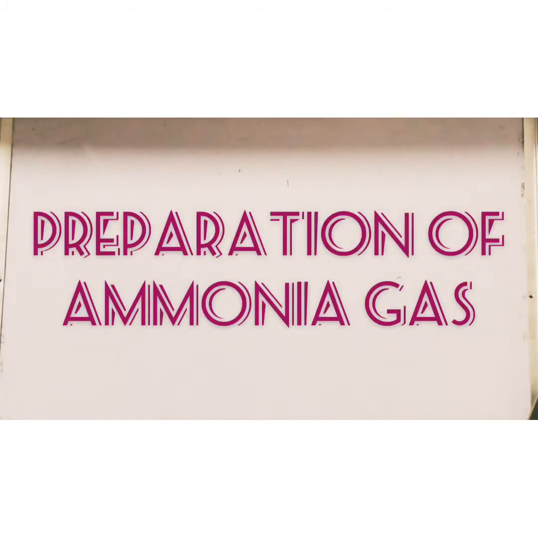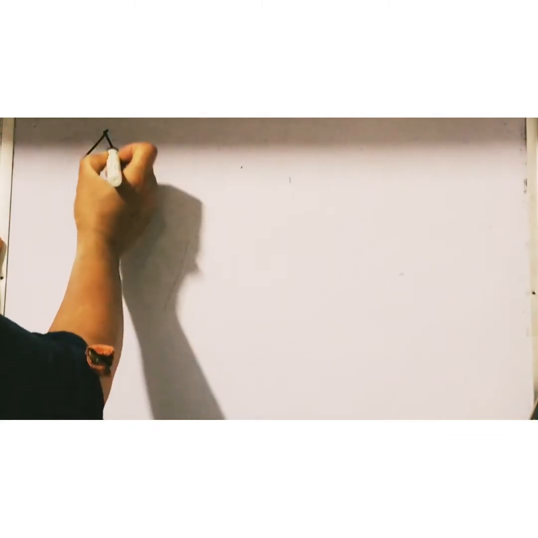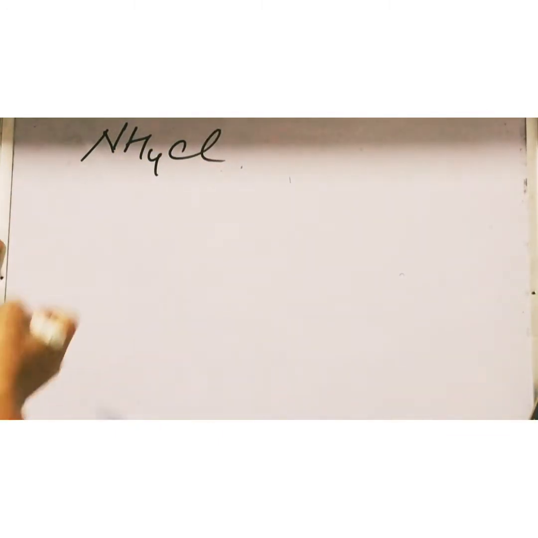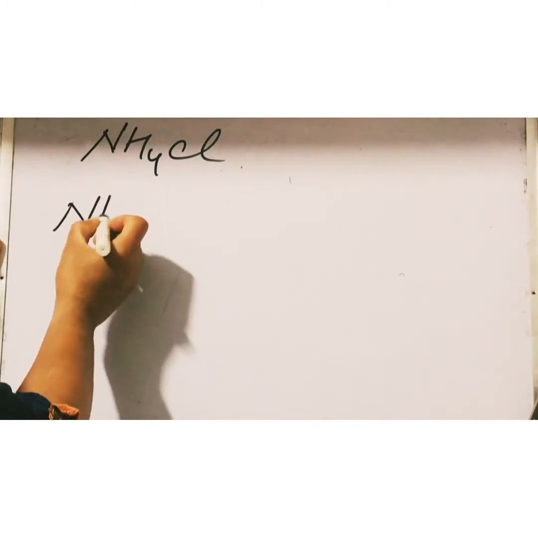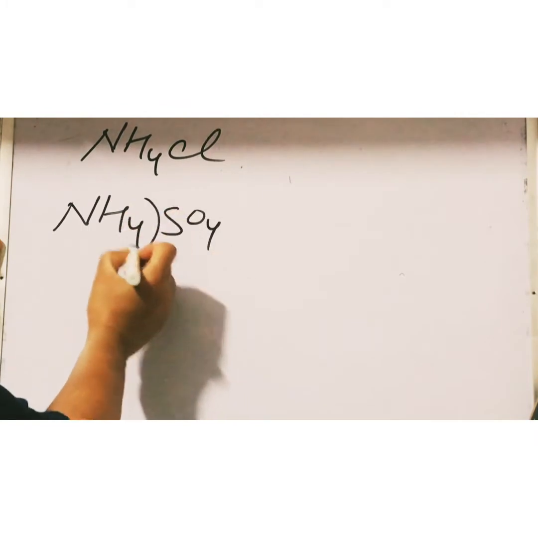Today I am going to explain the preparation of ammonia. Here for the preparation of ammonia we need an ammonium salt, and the ammonium salt can be ammonium chloride or ammonium sulfate.